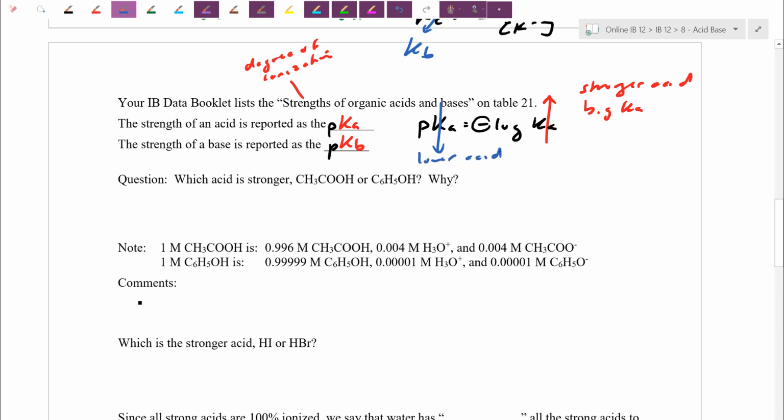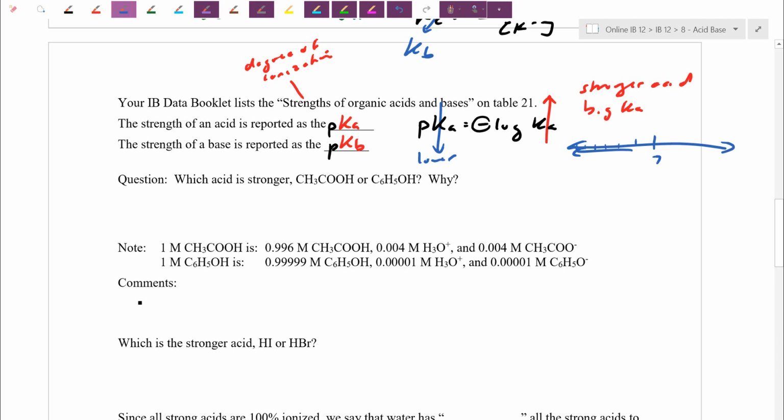Just like on the pH scale, remember, as we get farther and farther down from 7, we're getting more and more acidic. That's the same notion here. So the strongest acid is going to be the one that has the highest Ka, but the lowest pKa. So the lower the value here, the more acidic it gets.